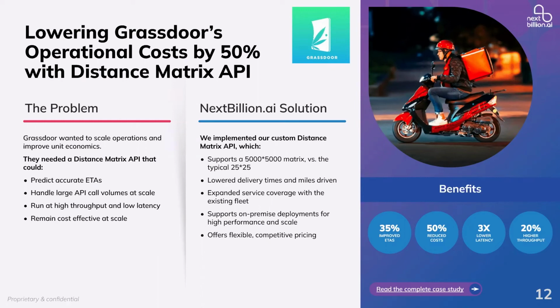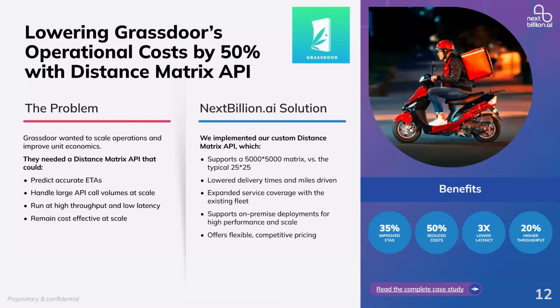So we know that for last mile and on-demand deliveries, calculating accurate ETAs and optimized routes is paramount to achieving optimal operational efficiencies. And an accurate distance matrix API forms the foundation of any optimization engine. However, existing matrix APIs come with inherent limitations. For example, the matrix size of most APIs on the market is limited to 25 by 25 elements, which is entirely insufficient for optimization of a large number of deliveries for large scale operations like Grassdoor wanted.